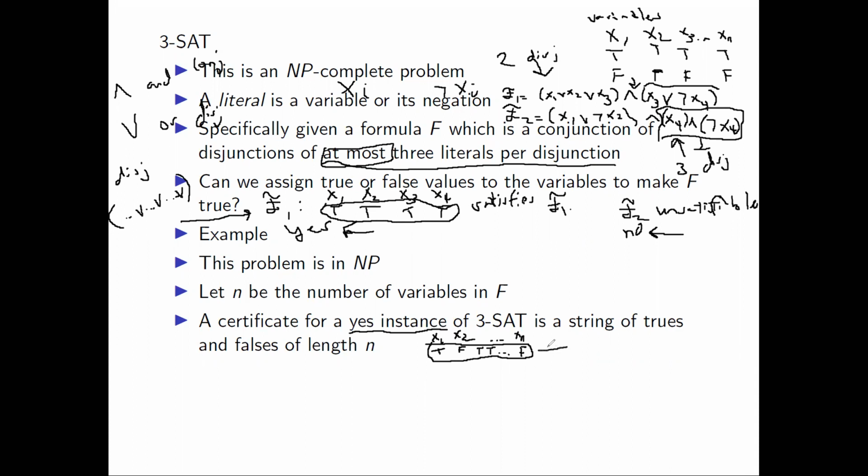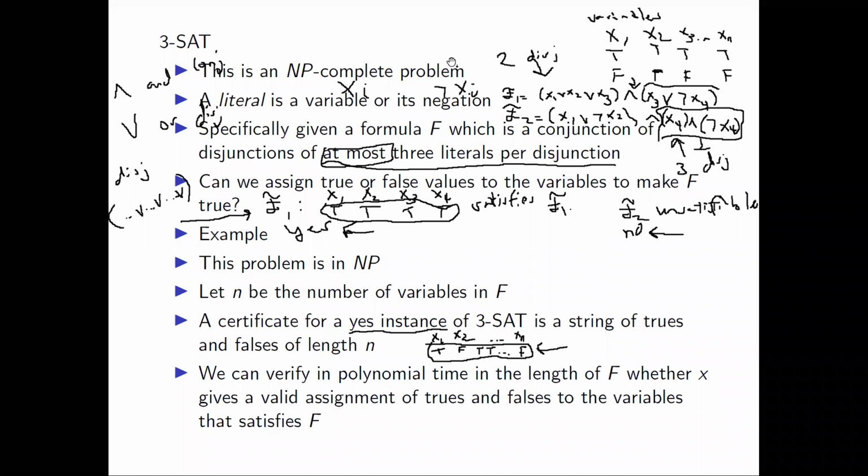So we're given the certificate, and we need to verify that it's valid in polynomial time in the size of the instance. So how to do this? Well, we can take those true-false values for the variables. We're given variable true-false values, and we can use those in polynomial time to find the true-false values for all the literals.